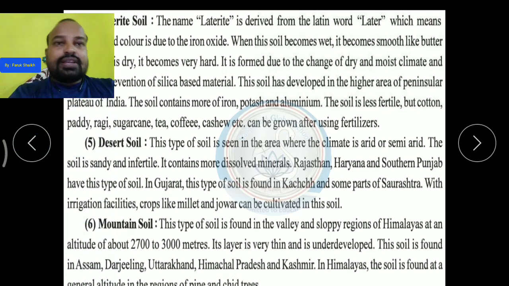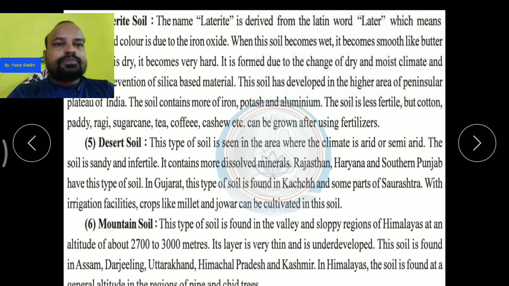Number 5 is the desert soil. This type of soil is seen in the area where the climate is arid or semi-arid. Arid means dry, regions where there is very little rain. Semi-arid means there is enough rain, but not too much.